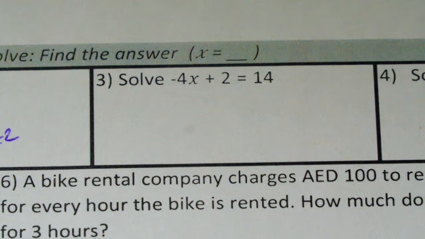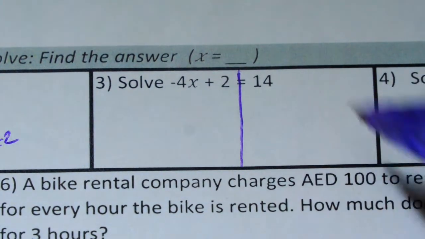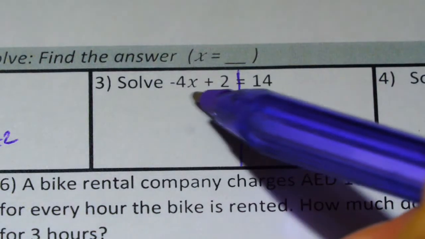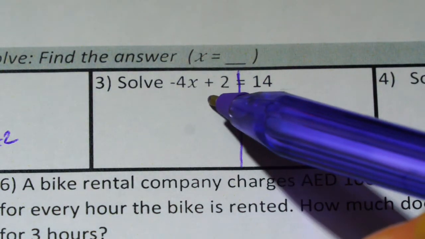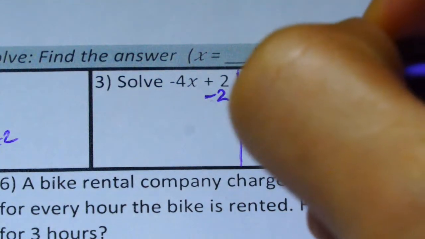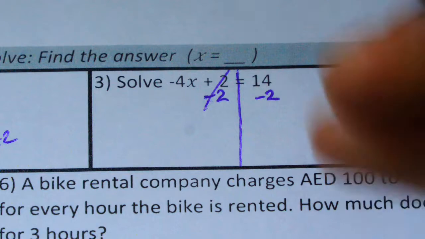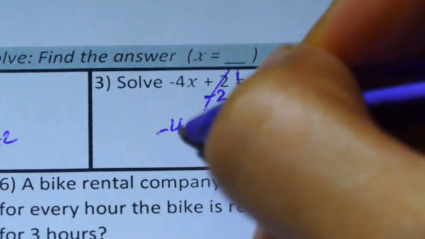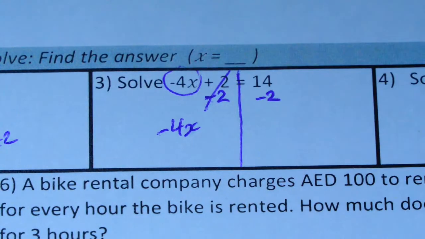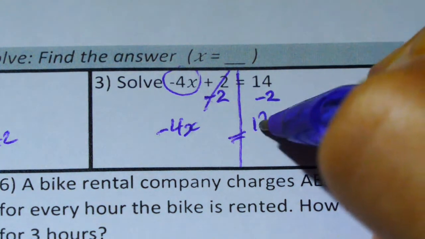Question number 3. Put the line on the equal sign, so there's 2 sides. Where is our x? Our x is here, so we have to delete this plus 2 first. Minus 2, minus 2. So plus 2 and minus 2, remove. We have minus 4x equals 14 minus 2, 12.